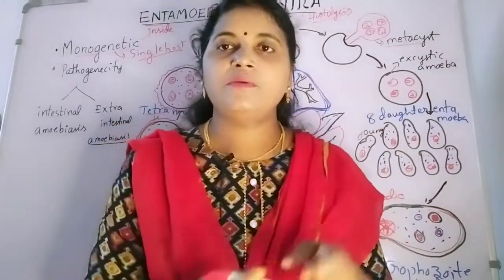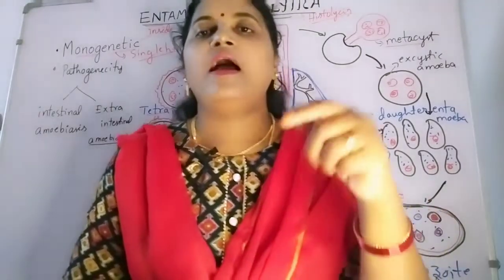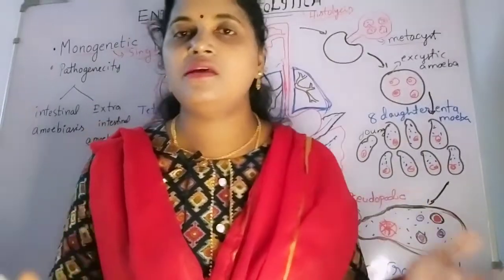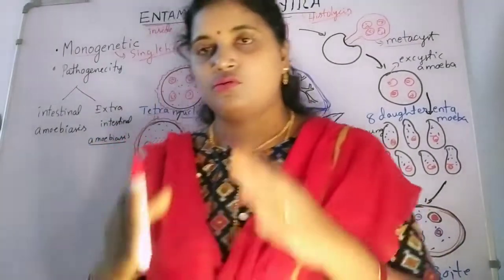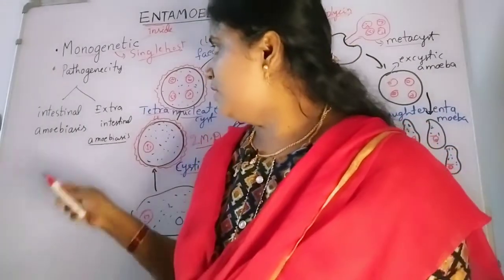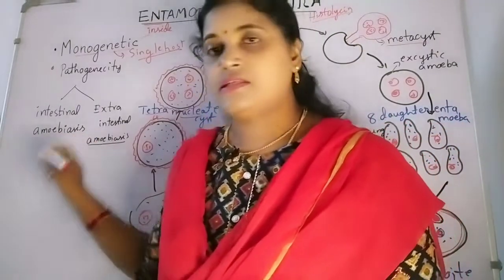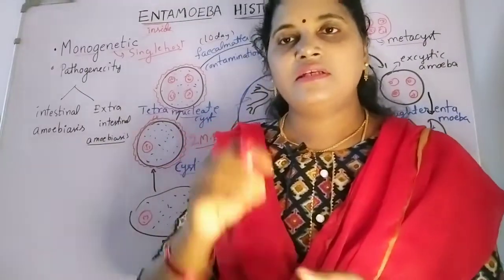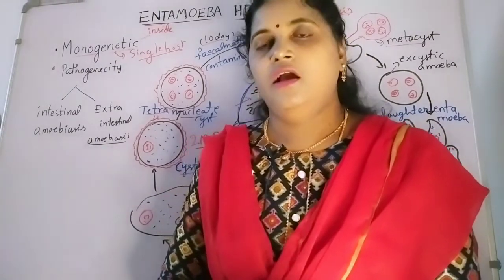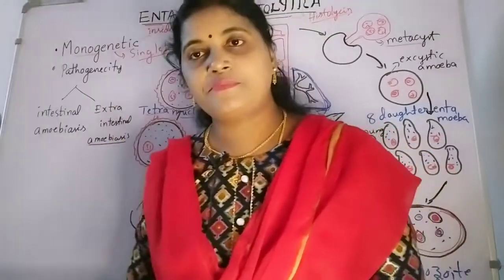After dissolving the mucus lining, it enters the lumen of the large intestine and starts producing more entamoebas, and thus the infection may spread to the remaining parts also. If we see the pathogenicity of the entamoeba, here we have two types. One is intestinal amoebiasis. It means it causes infection in the large intestine, so ulcers take place in the large intestine.